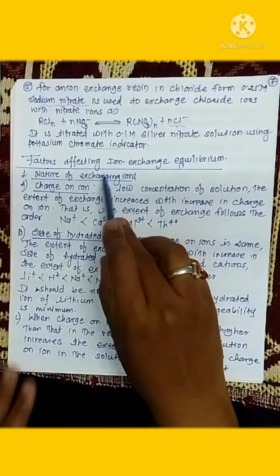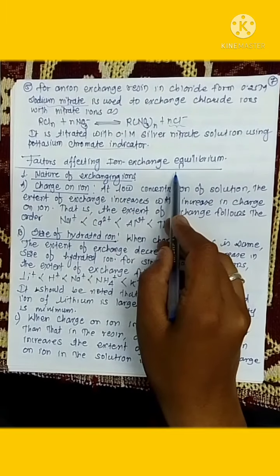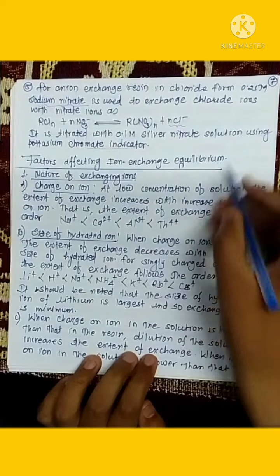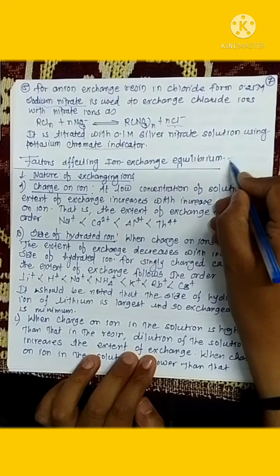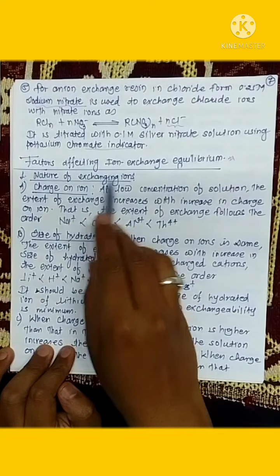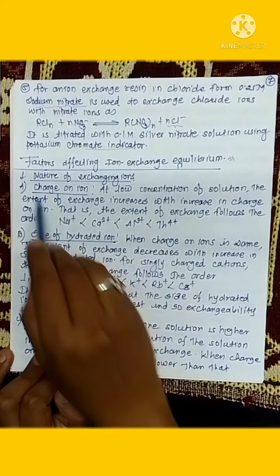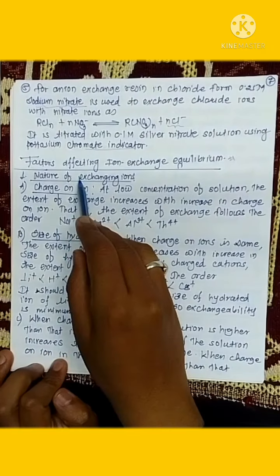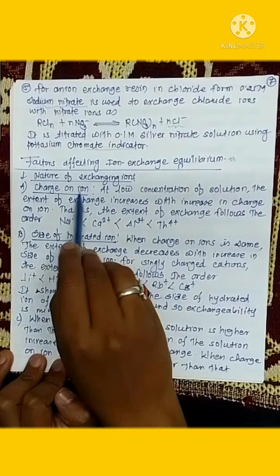Now we are going to see factors affecting ion exchange equilibrium. This question is important. It is generally asked in the examination. So the first factor is nature of the exchanging ion. This factor is subdivided into 2 points. First is charge on the ion.